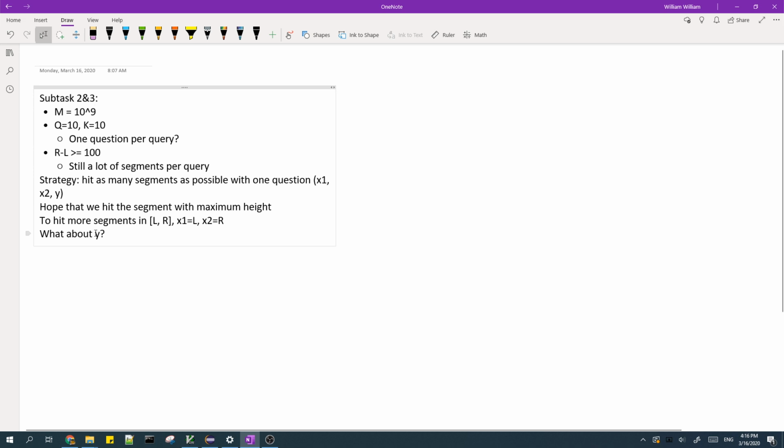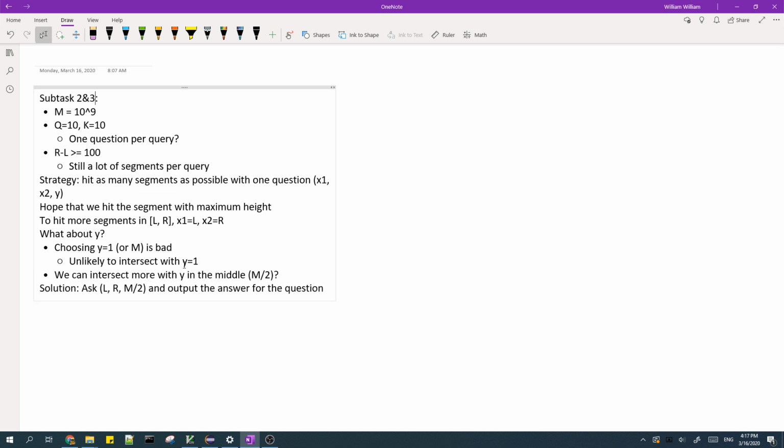We now need to consider the choice of y. If we choose, for example, y equals 1, then this is a very bad choice because y equal to 1 is on the border. So all segments are very unlikely to intersect with the line y equals 1. It makes sense that we can intersect more segments if we choose y to be in the middle, which is n divided by 2.